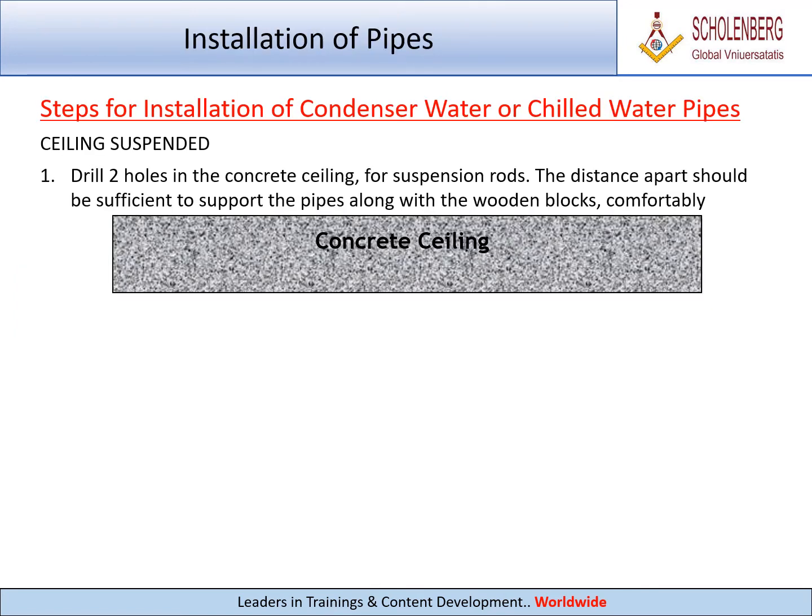Steps for installation of condenser water or chilled water pipes. Ceiling suspended. 1. Drill 2 holes in the concrete ceiling, for suspension rods. The distance apart should be sufficient to support the pipes along with the wooden blocks, comfortably.